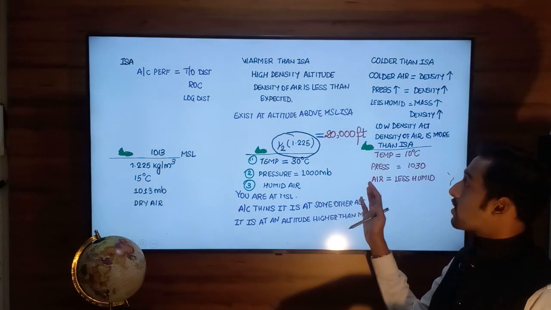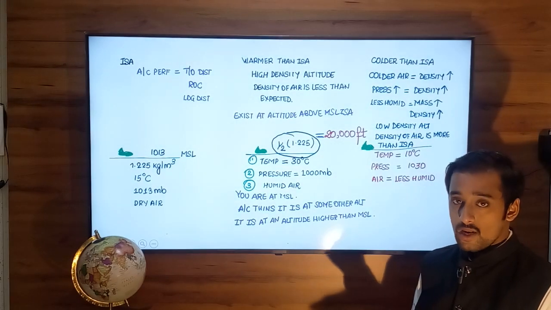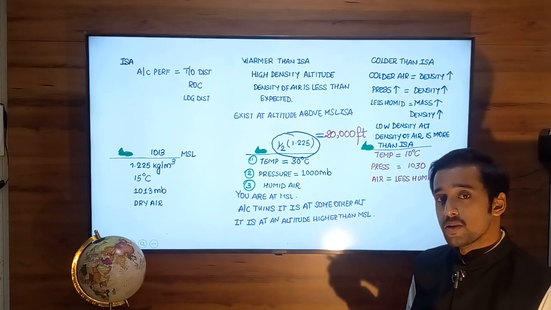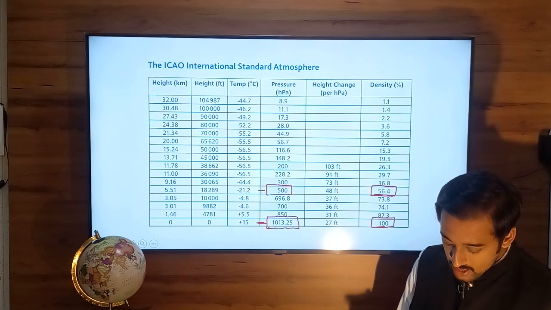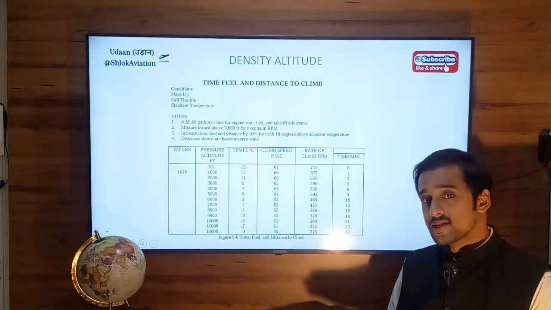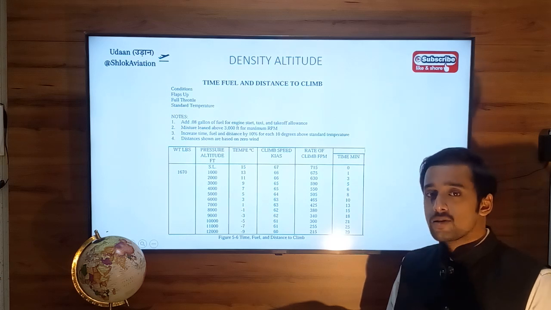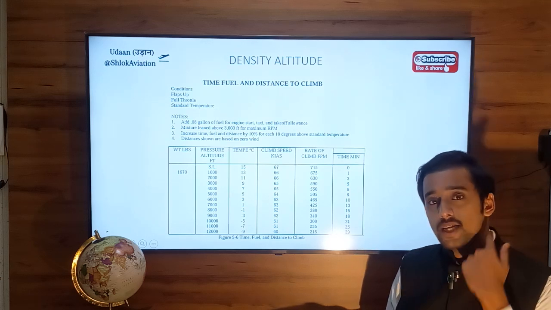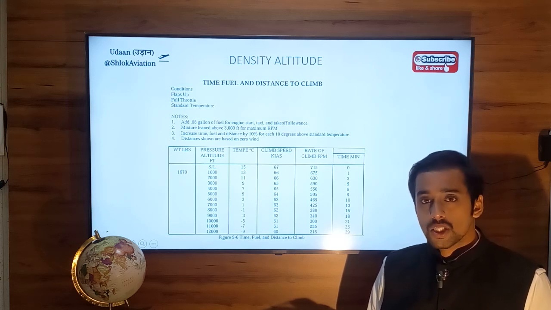In the third scenario, your density altitude is low. Low density altitude means aircraft performance is much better. As I told you, rate of climb decreases as your density altitude increases. The same happens as your altitude increases, let's say your airport is located at a higher elevation, like mountains, hills.